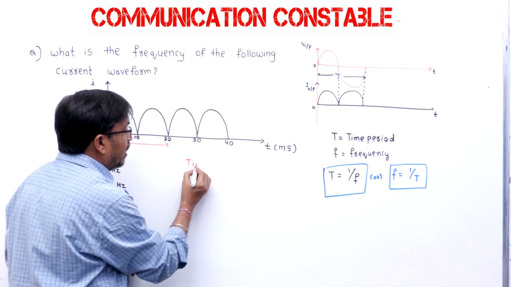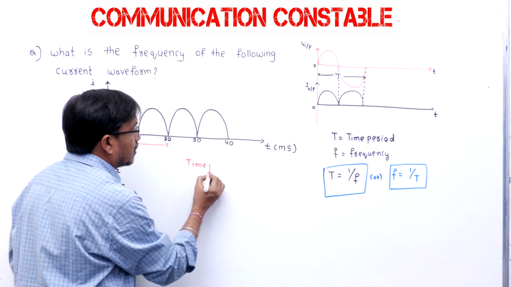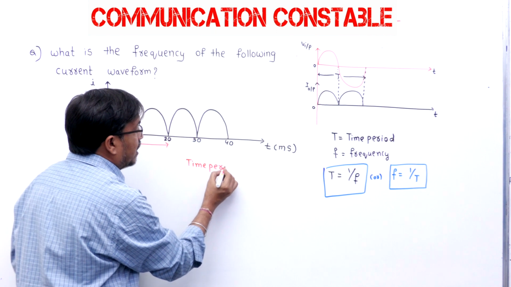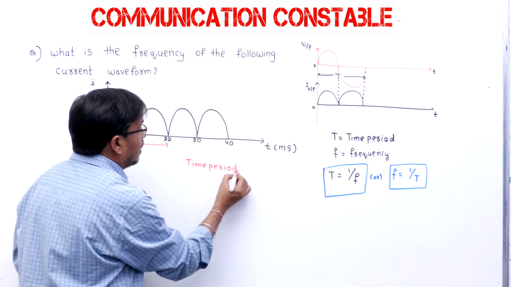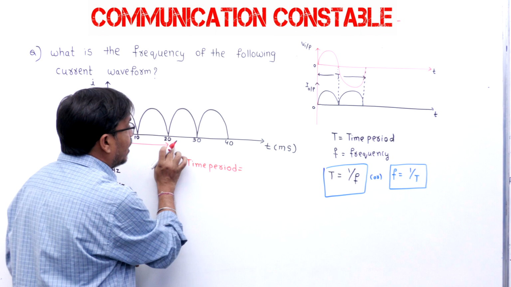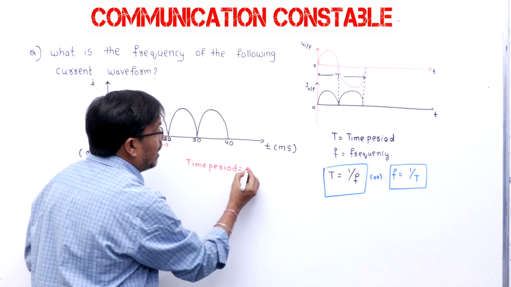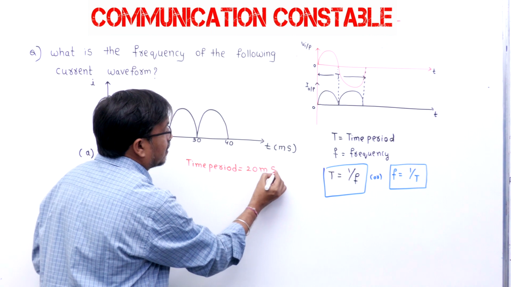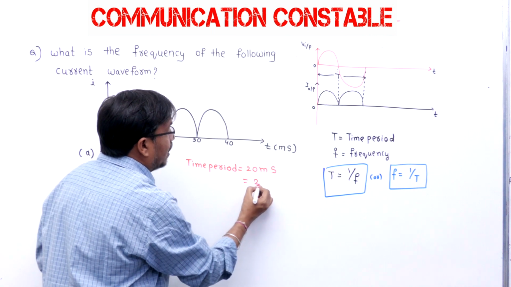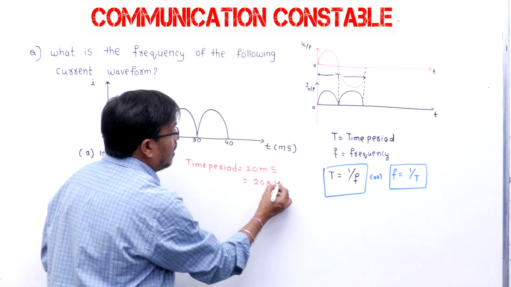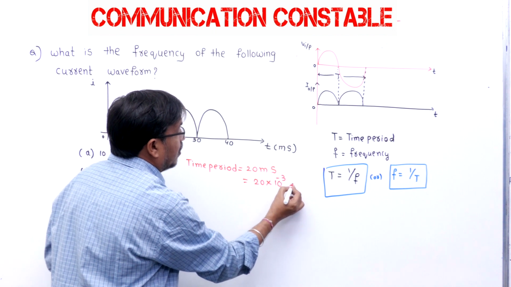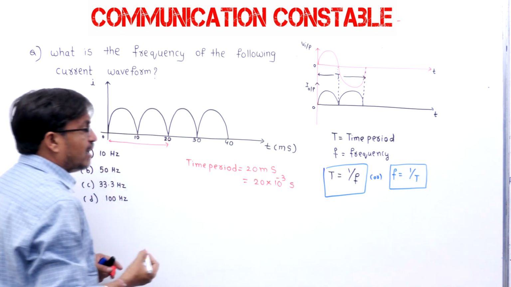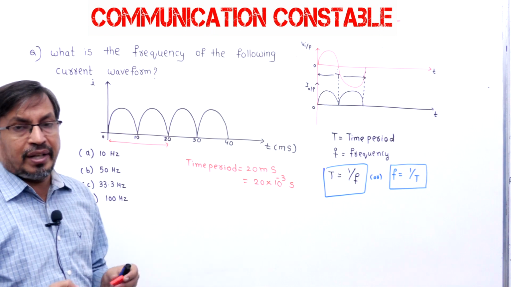Here time period is equal to, time period units are also very important. Time period value is 20 and units are milliseconds. 20 milliseconds equals 20 into 10 power minus 3 seconds. That is the time period.